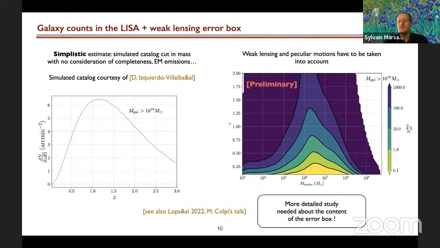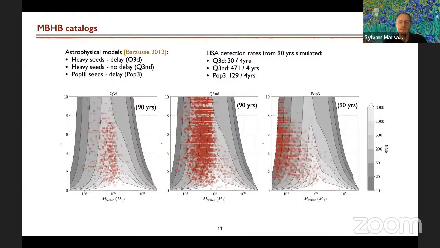But of course, we need a much more detailed study about the content, what these galaxies are and what this really means in terms of identifying the source. We went further and did a study beyond the Fisher matrix only. We performed parameter estimation simulations for catalogs simulated from massive black hole models, for three models that bracket the astrophysical uncertainty about the population: Q3D, Q3ND, and Q3. I'm not going to detail what they are; they just bracket our astrophysical uncertainty. They are illustrated here in terms of source mass and redshift.